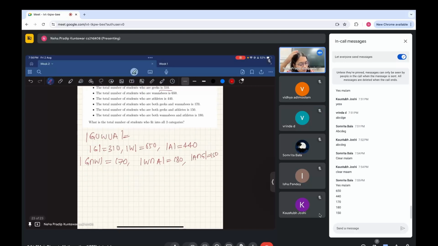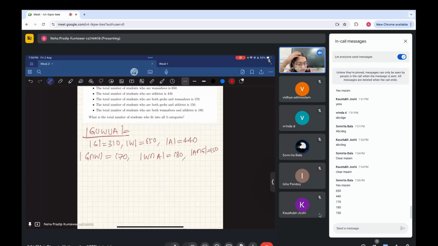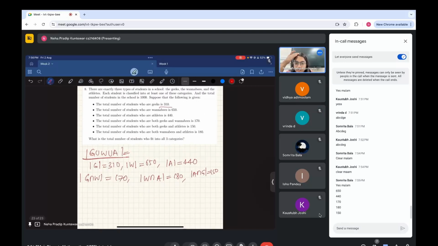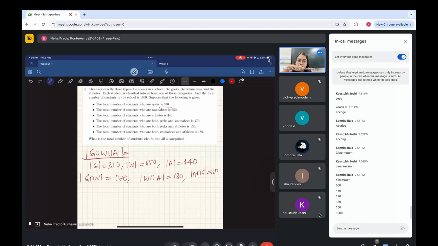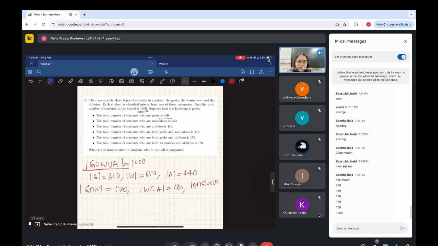And finally, what is G union W union A? 1000. Okay, good. So this is what you have, and now we will simply use the principle of inclusion-exclusion formula, and we will plug in the values. So let's see what that turns out to be.